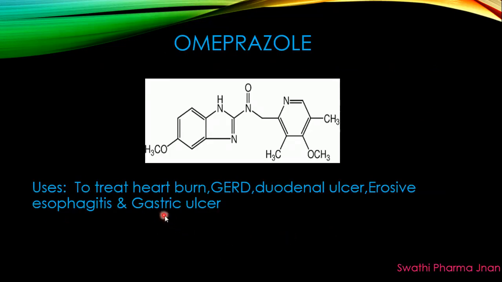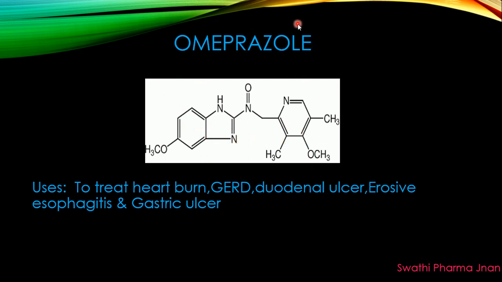The first structure is omeprazole. Here "azole" indicates it contains benzimidazole. That is the first clue for you to remember the structure of these proton pump inhibitors. The benzimidazole group is present, a methoxy group is attached, and on this side a pyridine ring is present. To this pyridine ring, two methyl groups and one methoxy group are attached. Between the pyridine ring and benzimidazole there is a link, that is a CH2SO group, as a bridge between benzimidazole and pyridine. That is the structure of omeprazole.